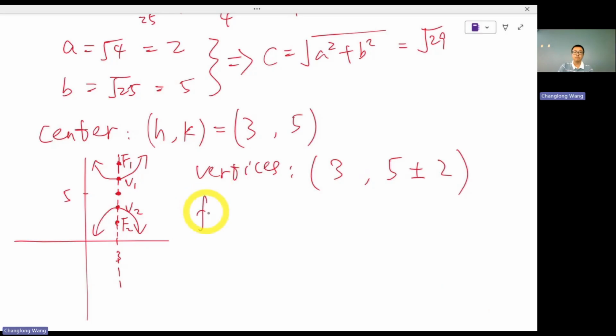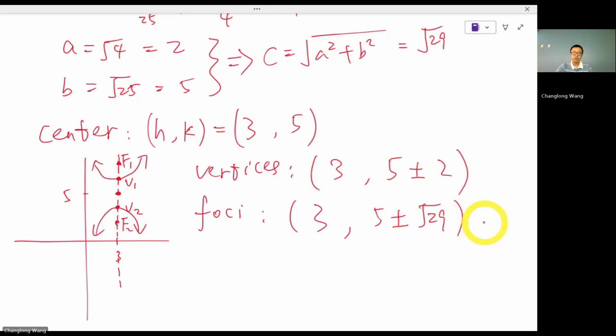Okay? Now, what about the foci? Can you guys do the same thing for me? I'm going to start with 3 and 5, right? Where the center is. What do I do with the vertical coordinates of the foci? It'll be 5, then what? Plus or minus c, which is radical 29, right, but whatever it is.